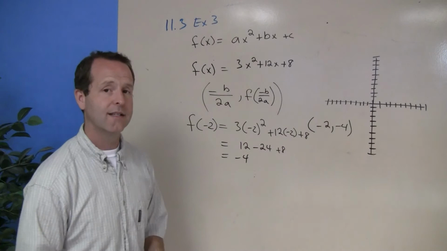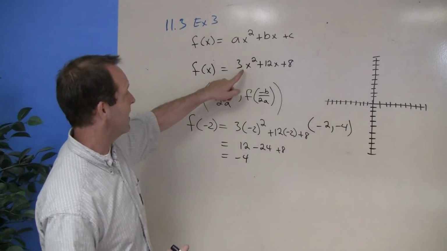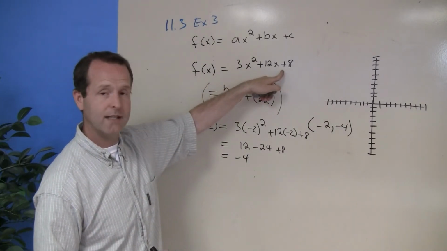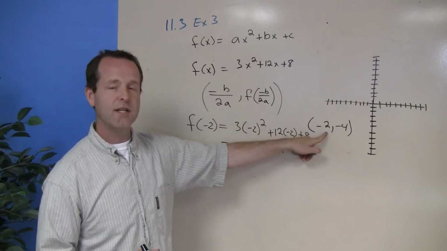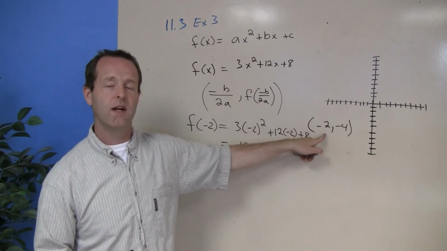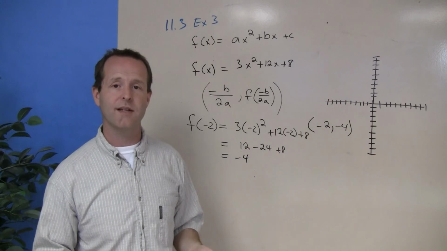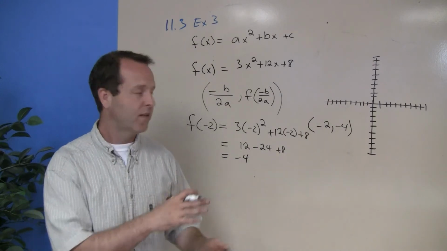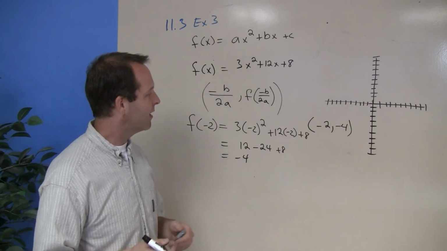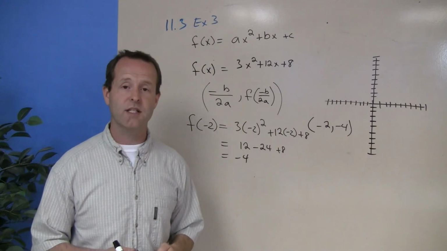So the vertex of this particular quadratic, 3x squared plus 12x plus 8, is negative 2, negative 4. And that's going to help me identify some components as I learn how to graph these. There's another characteristic or another concept that will help me graph these quadratics fairly accurately.